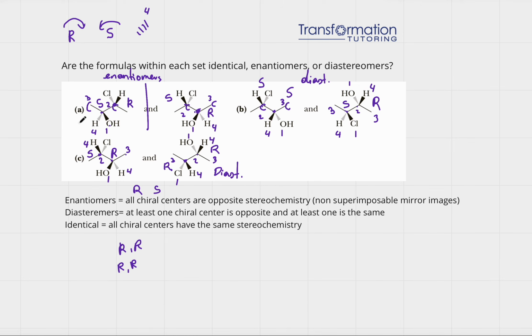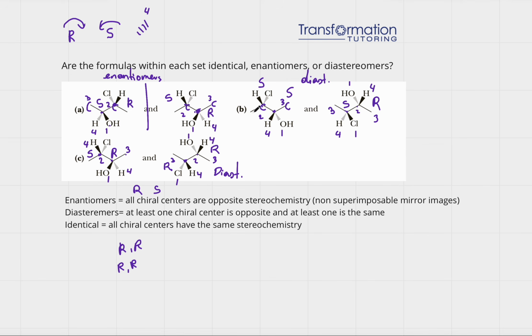So let's just summarize what we have learned so far. In part A, when we identify our chiral centers, we saw that the carbon with the OH used to be S here, but it became R here. So the chiral center stereochemistry switched. And the chiral center with the chlorine was R here, but it became S. So both chiral centers have switched. That's why in A we have enantiomers. And another way we saw that is because they were mirror images of one another.